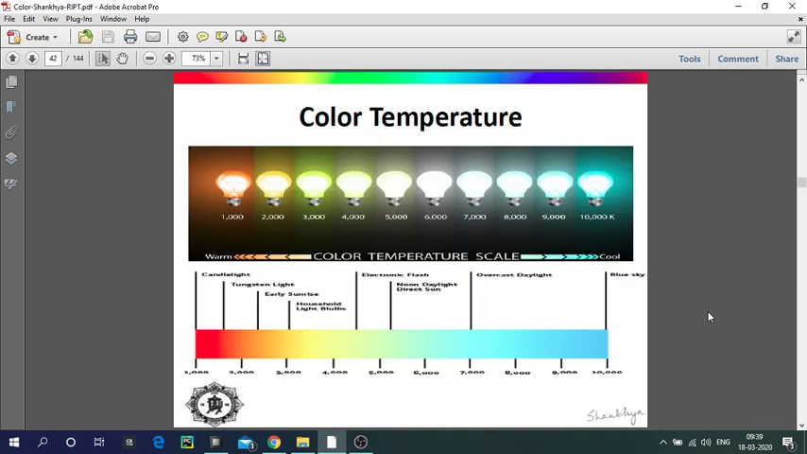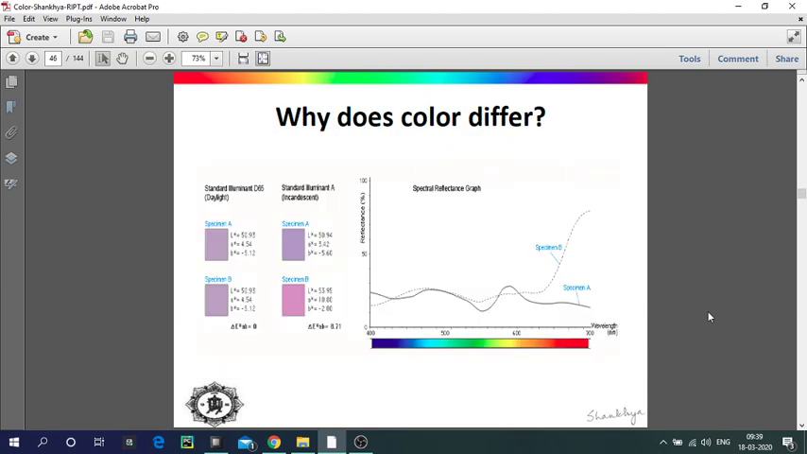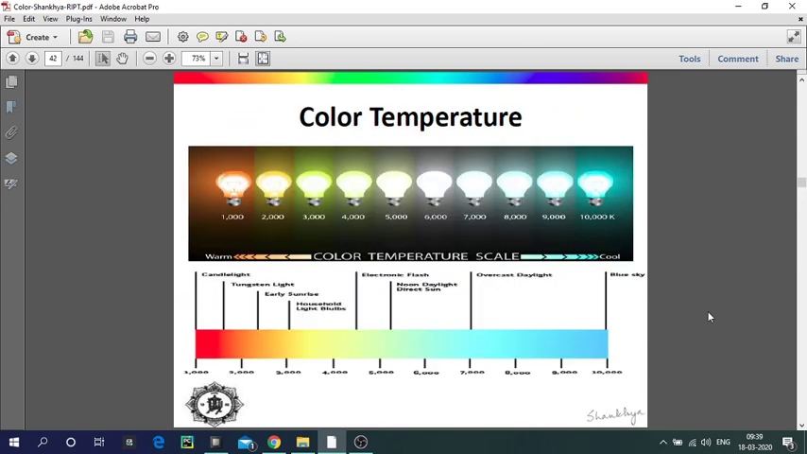Okay. So next, this lecture will have only till, let me see, color temperature, color difference. We'll start color difference. Till color difference we'll do in this lecture.